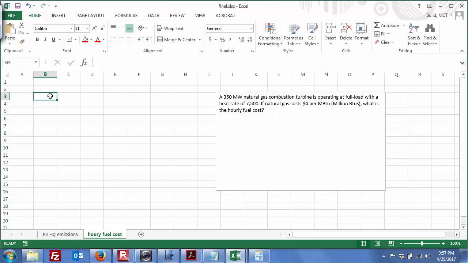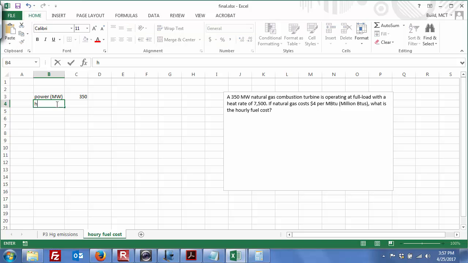Okay, so here's your power. I'll do that in megawatts: 350, full load. Remind me, heat rate. Is it kilowatt hours per MMBTU? I think it is, I just can't remember the definition. Let's look it up.